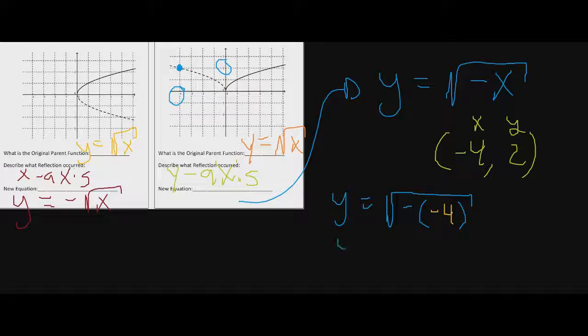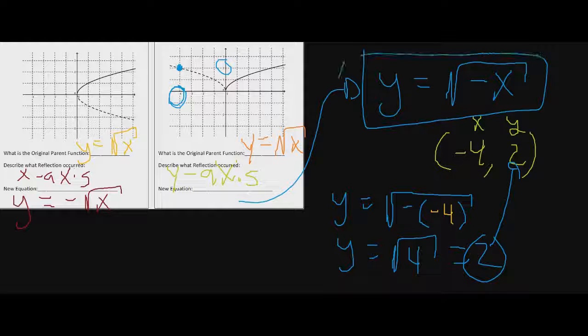Now if we look here, what's a negative times a negative? Well, that's just a positive, so we're just going to get the square root of 4. And what's the square root of 4? That's 2. So you see, because our input was -4, the negative will cancel out here, just like we see right there. And we just get the square root of 4, and we get y equals 2, which matches our description, and so we know that this is the correct equation. Hopefully that helps with reflections.